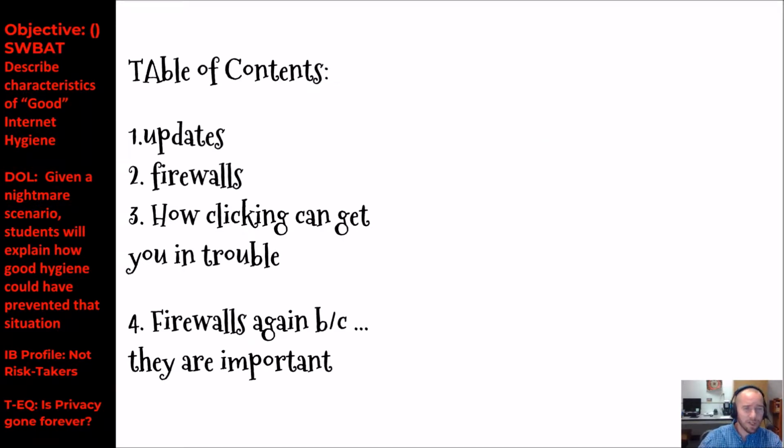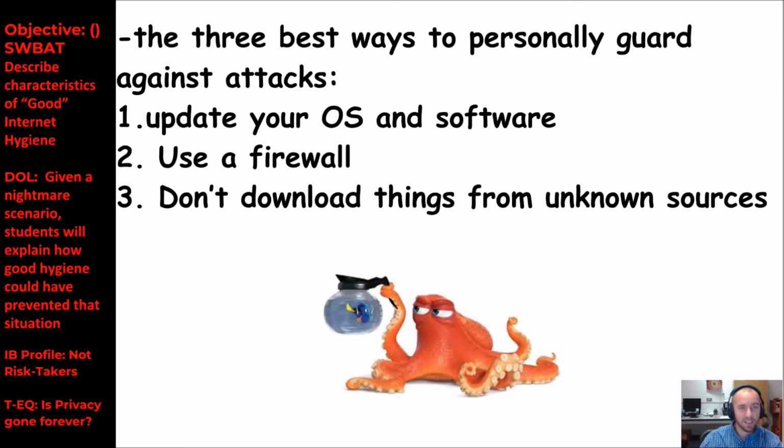So the first thing we'll talk about is updates. The second thing is firewalls, and then talk about how clicking can get you in trouble. And then we'll talk about firewalls again because they are just that important. So here are the 3 best ways you can guard yourself against attacks. The first thing is make sure you always update your operating system and the software you use, and that includes updating the apps on your phone. The second thing you need to do is make sure you're using a firewall. And then the third thing is just don't download things or click on things from unknown sources.